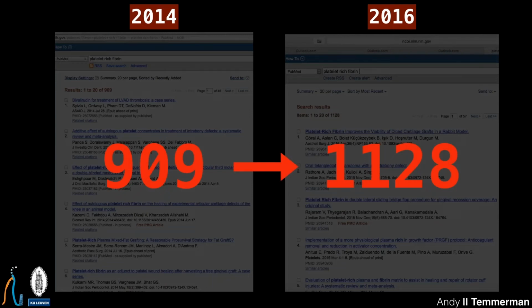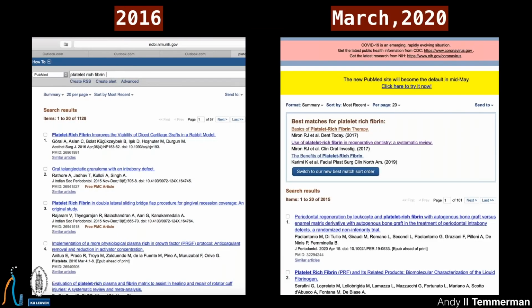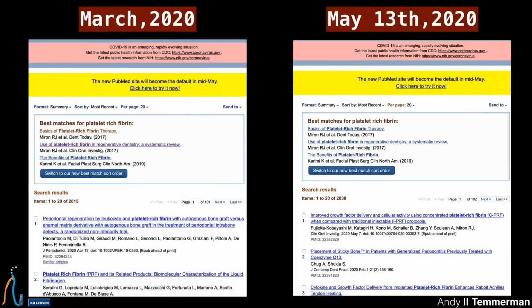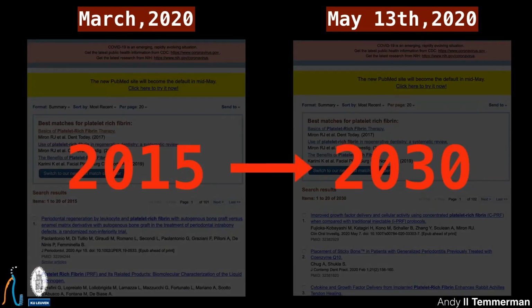1,128 hits already. Now, during the quarantine, I also had, of course, the opportunity to update presentations and so on. So I did the same thing in March 2020 when I was at home. And then you could see there was an increase from 1,128 articles to 2,015 articles. And just to give you an idea of what is happening from March till May 13th, you can see that there was already an increase of 15 papers.